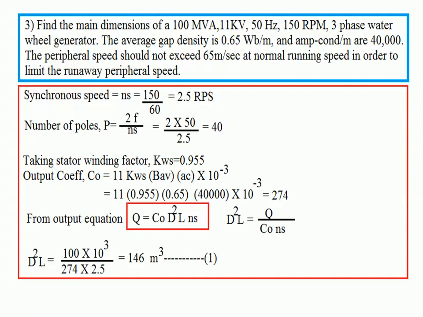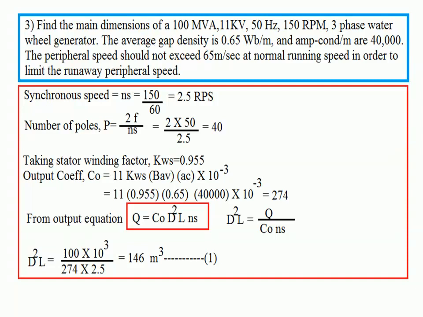First you determine synchronous speed. Actual speed is given 150 rpm. Therefore, synchronous speed ns equal to 150 by 60, 2.5 rps. The number of poles 2f divided by ns, we are getting around 40. Stator winding factor is not given. You can assume 0.955. Then output coefficient C naught equal to 11 times kWs B average AC into 10 to the power of minus 3. You substitute all the values, we are going to get 274.